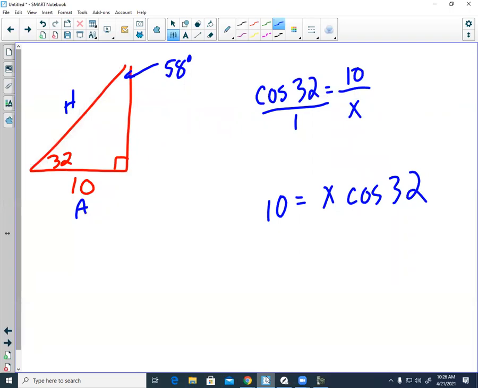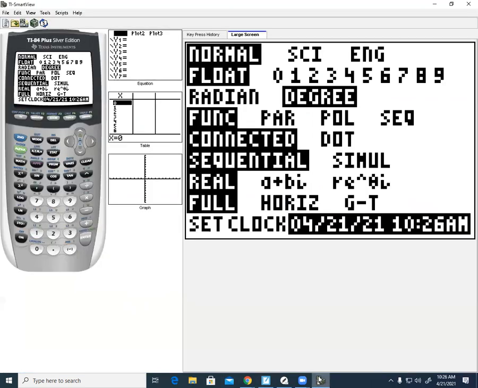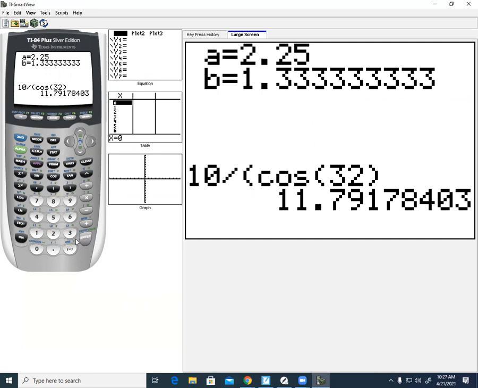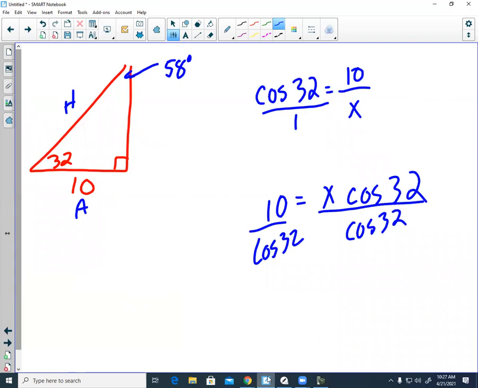So now, in order to solve for x, I would divide by cosine of 32. So my answer is going to end up being 10 over the cosine of 32. 10 divided by the cosine of 32 is 11.8, which should hopefully make sense if I think about it. 11.8 is longer than this side, so that's good.